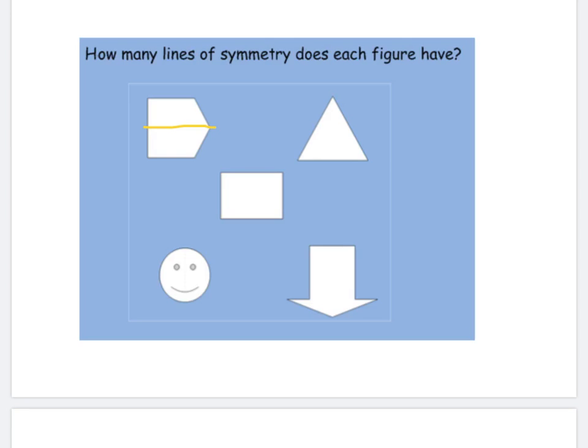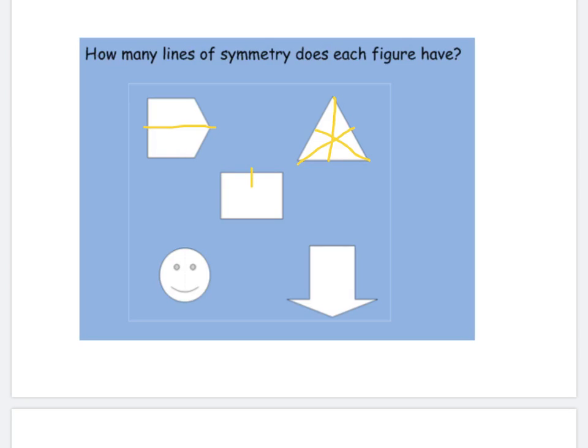Now that figure does not have another line of symmetry. Then let's look at the triangle across from it. Looks like an equilateral triangle. So that equilateral triangle, if I divide it here, both sides would be the same. And then if I did the same thing from each other corner, both sides would be the same with the figure. Then I want to take a look at the rectangle.